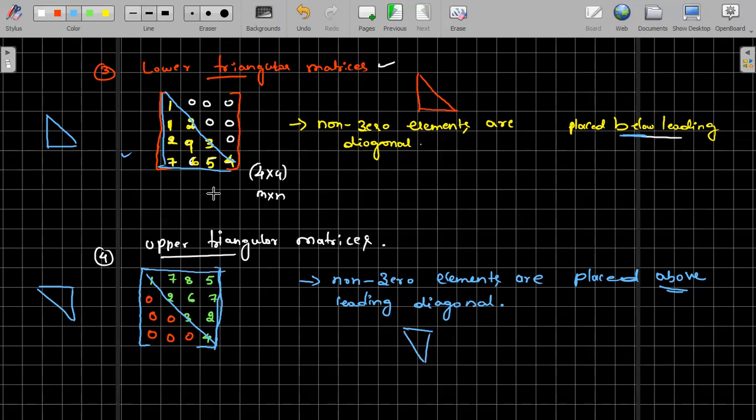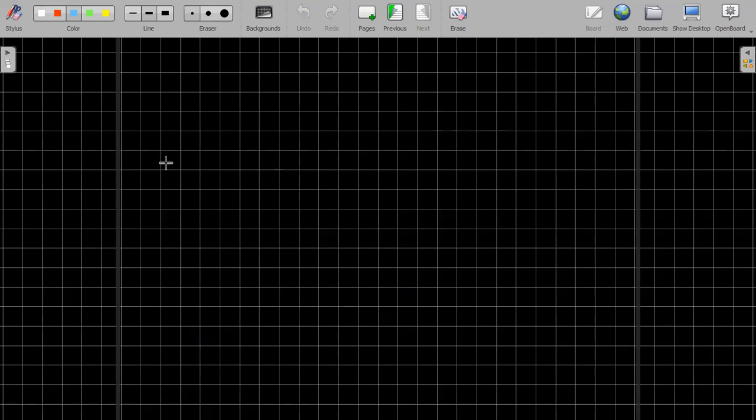So this is all about the forms of sparse matrices. These are all forms of sparse matrices. Again, we will discuss a few more things about how to represent the sparse matrix using an array as well as a linked list. We will see that in the next video.